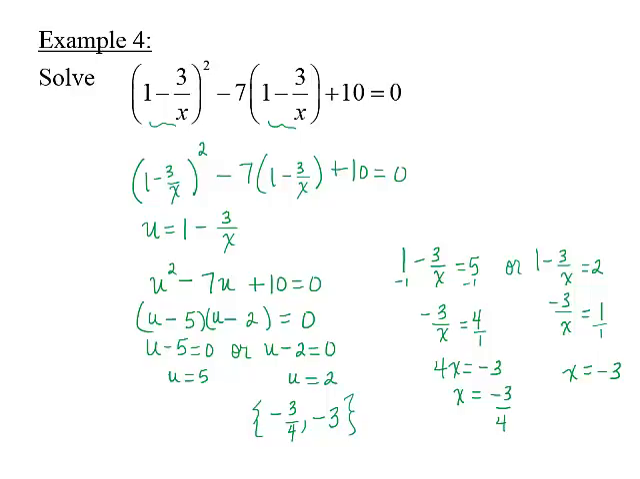So again, quadratic in form, you need to see some connection between the variable expression in the first term and second term, such that the first term is the second term's expression squared. If you see that, call that expression u, turn the equation into a quadratic, solve that quadratic equation, but then don't forget to substitute to find out the original variable's value, not just u's value. Happy solving!